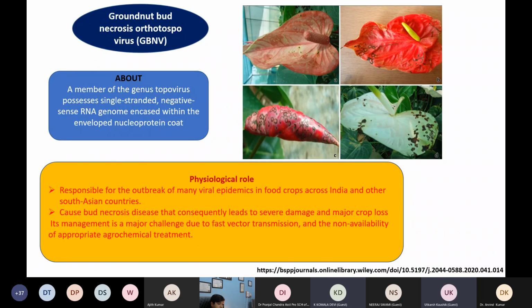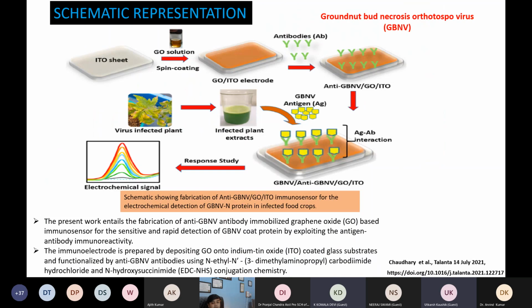Okay, so this is another type, a groundnut bud necrotic virus. Here you can see the leaves. These are the infections. This is the importance, the general information of these pathogens, and these are the physiological roles. Now I'll tell you how the sensor is going to solve this problem. This is the most recent paper, July 14, 2021, in a very outstanding, very high impact journal.